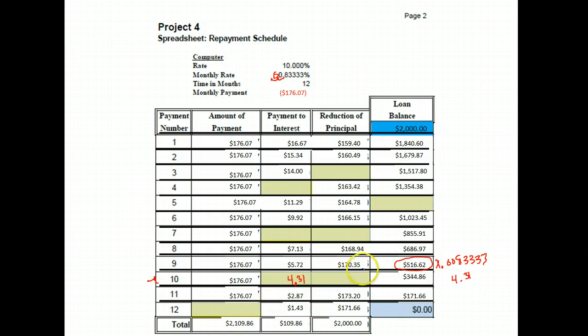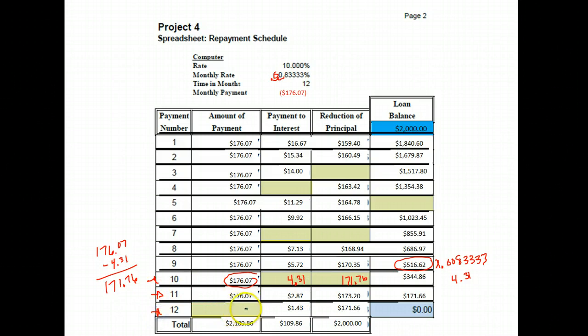What's the payment, the reduction to principal? Well, that's whatever is left of our payment after we pay our interest. So I take the full payment of $176.07 and I subtract the $4.31. When I do that, I get $171.76 is going to my principal amount. So line 11 is then filled in.